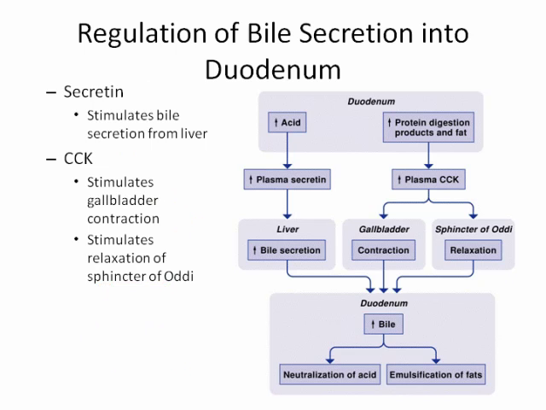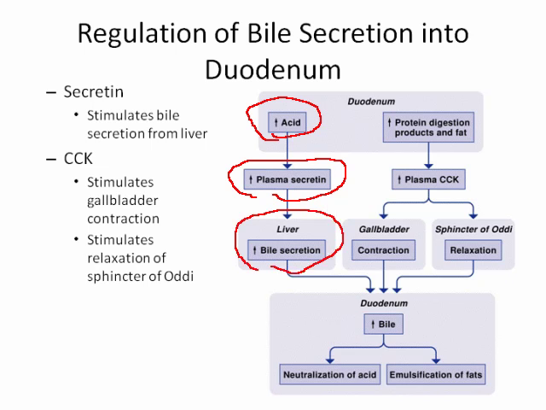The stimuli, we have first increased acid, which of course is telling the duodenum or the receptors there that chyme is coming in from the stomach. This is going to stimulate the release of plasma secretin. We've already talked about that before. This is going to stimulate the liver to actually secrete more bile.